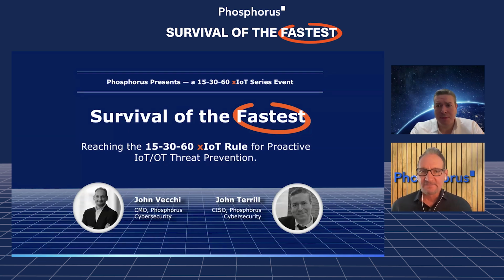It's called Survival of the Fastest. We're going to talk about what we call the 15-30-60 xIoT rule here at Phosphorus around proactive IoT OT threat prevention. My name is John Becky. I'm the Chief Marketing Officer here at Phosphorus. I'm joined today with our special guest, John Terrell, who's our CISO here at Phosphorus. We are very happy to be with you today.